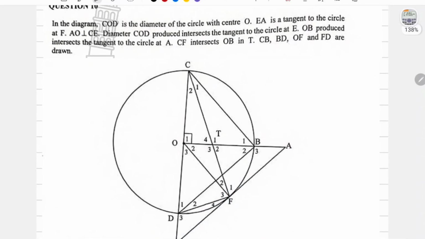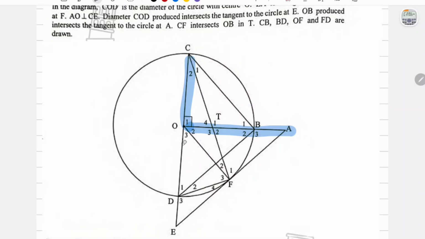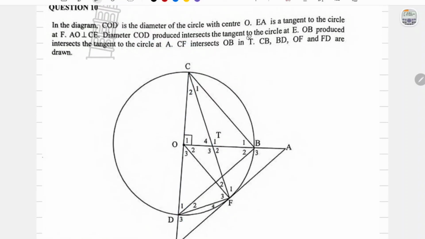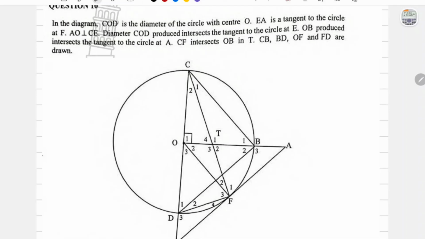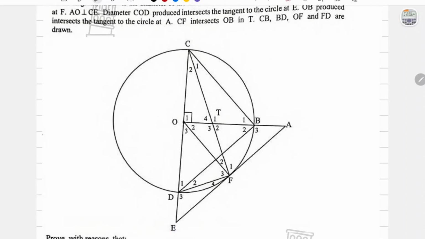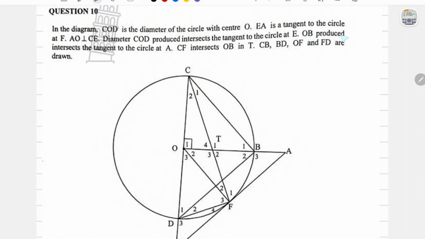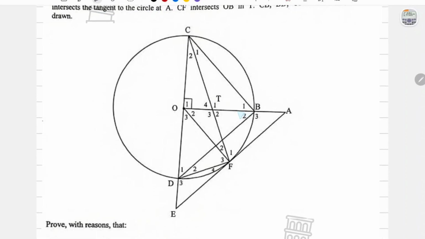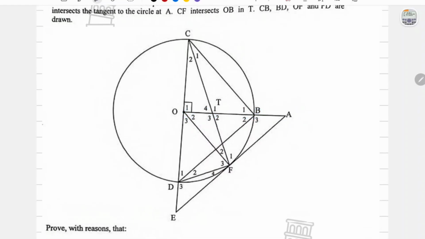Then they also tell us that AOC is perpendicular to CE. So as you can see, we have a right angle there. Then they tell us diameter COD produced intersects the tangent to the circle at E, just intersects there. And then they also tell us that OB produced intersects the tangent at the circle at A.